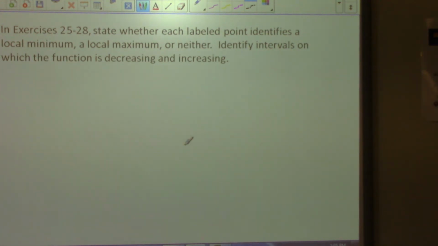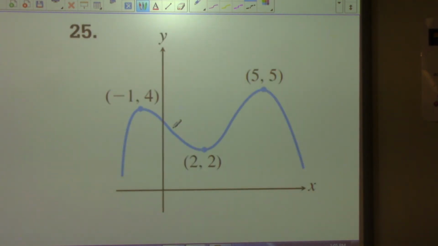25 through 28 state whether each labeled point identifies a local minimum, a local maximum, or neither. Identify intervals on which the function is increasing or decreasing. And in the lecture videos that we watched a little bit yesterday, in part 1 and part 2, did that cover all this, didn't it? You remember that? Okay, let's go ahead and talk about this. So this one right here at -1, 4, is that a local maximum, local minimum, or neither?